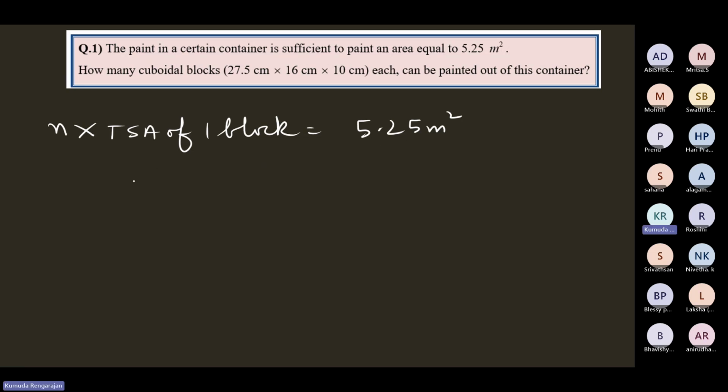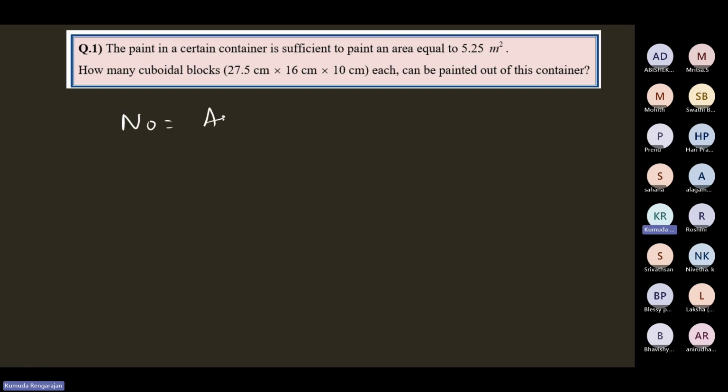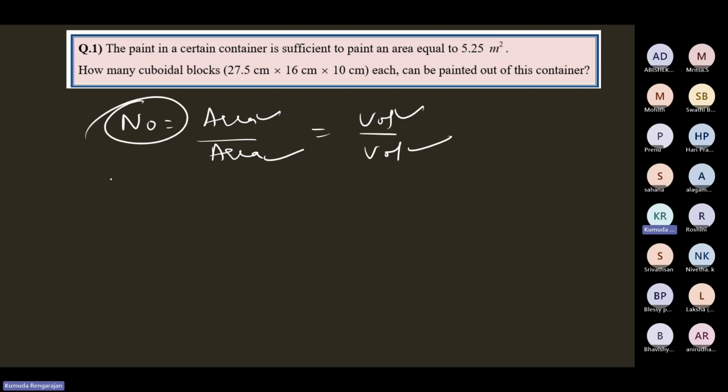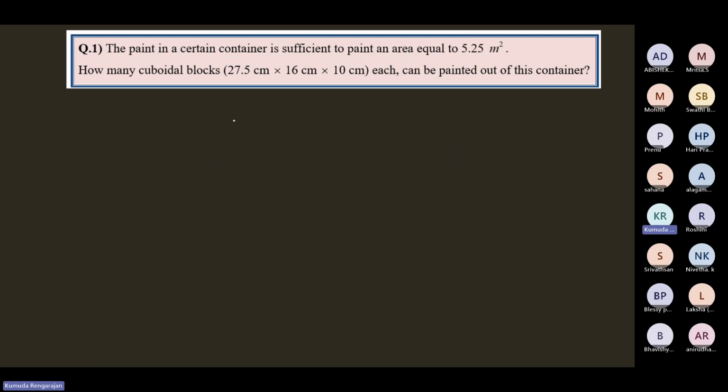Or you can also write like this, number of blocks. Whenever you have to find a number, it is always area by area or volume by volume. Whenever you find area by area or volume by volume, you can find a number, in this case, of cuboidal blocks. When it is area by area, the greater area will come in the numerator. The smaller area will come in the denominator.